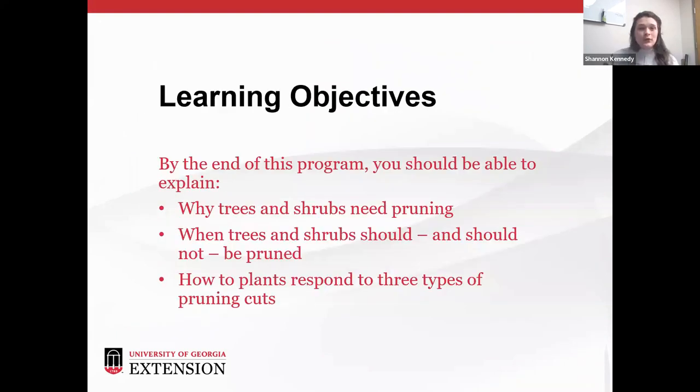So the goal for this presentation, my points that I hope you are able to explain at the end of the day, are as follows. We want to make sure you understand why trees and shrubs need to be pruned, when they should be pruned, and then how plants respond to three major types of pruning cuts. There are plenty of ways you can prune a tree or shrub, both correct and incorrect, but we'll talk about three specific types that are really important when you are going through and caring for your landscape plants.